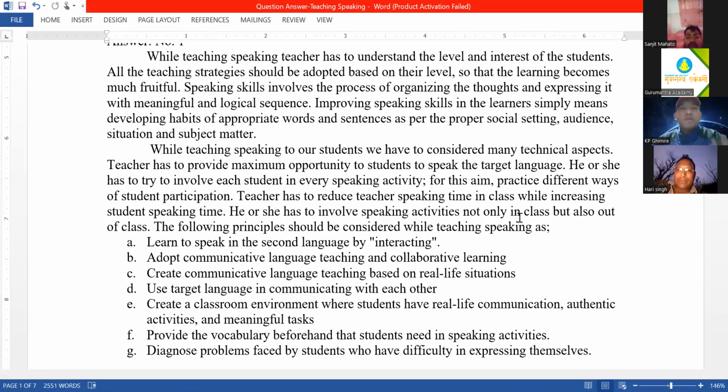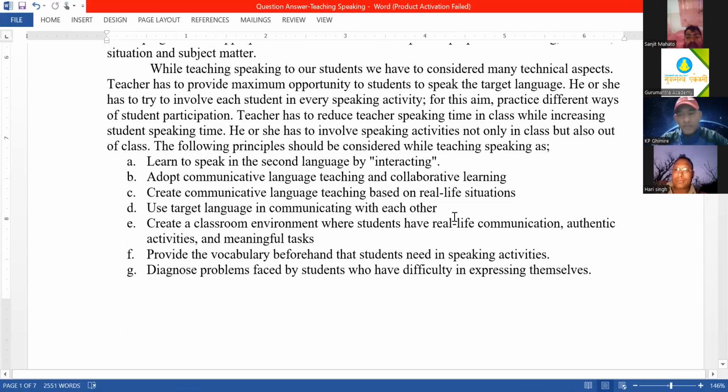The following principles should be considered while teaching speaking. See what principles we should apply. It means the teacher has to learn to speak in the second language by interacting. The teacher has to use communicative language teaching and collaborative learning. Only then can teaching speaking be considered. The teacher has to use the target language in communicating.